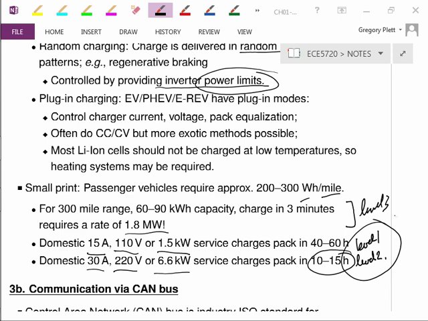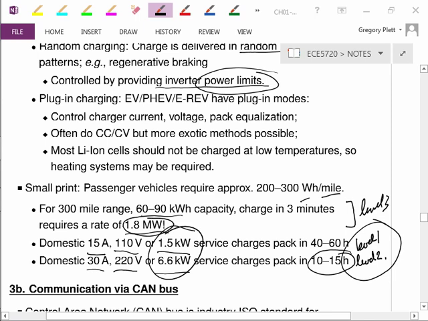So the limitation is partially the limitation of how quickly the cells can accept the energy. And so we'll talk about power limits of cells in chapters 6 and 7, but for most applications, that's not the bottleneck. The bottleneck is the service itself, and that's what I can get in my house. And that's not enough to charge quickly. So I'd need to have an enormous service to charge that quickly. Probably not, but something like that.